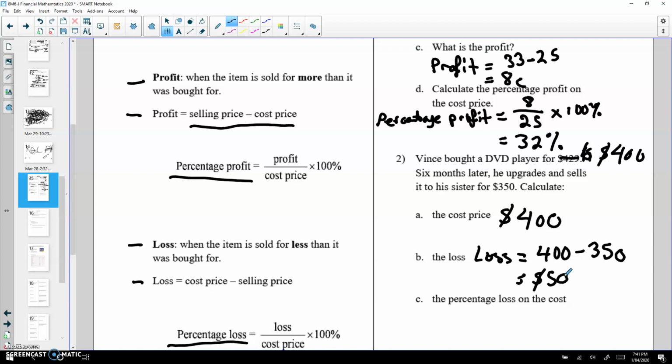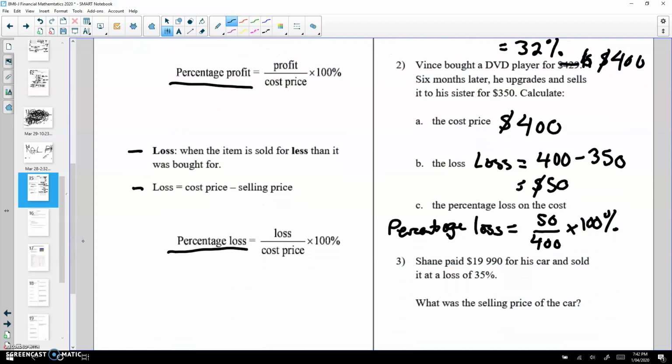All right, the percentage loss then, that's going to be how much loss based on the original. So the percentage loss is equal to $50 over the 400, which is what he bought it for, times by 100%. And that will give us a total of 12.5%. Last question.